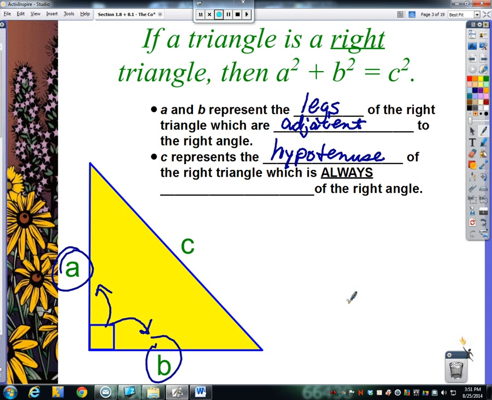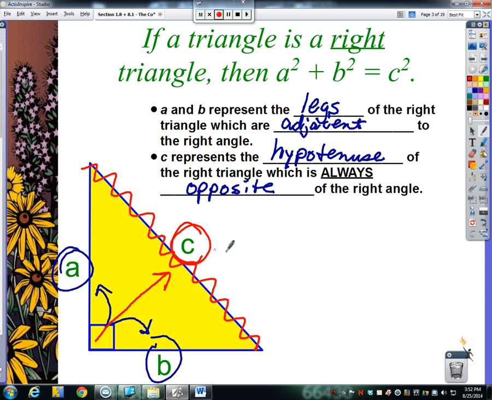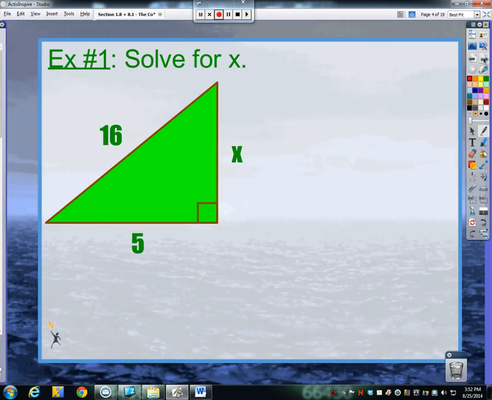And it's always the longest side of the triangle, and it's always opposite of the right angle. What do I mean by opposite? I mean it's literally on the other side of the right angle. The hypotenuse does not touch, it is not adjacent to the right angle like a and b are. So it's absolutely important that we be able to identify which side is the hypotenuse and that the other two sides are the legs. And again, it doesn't matter which one's which.